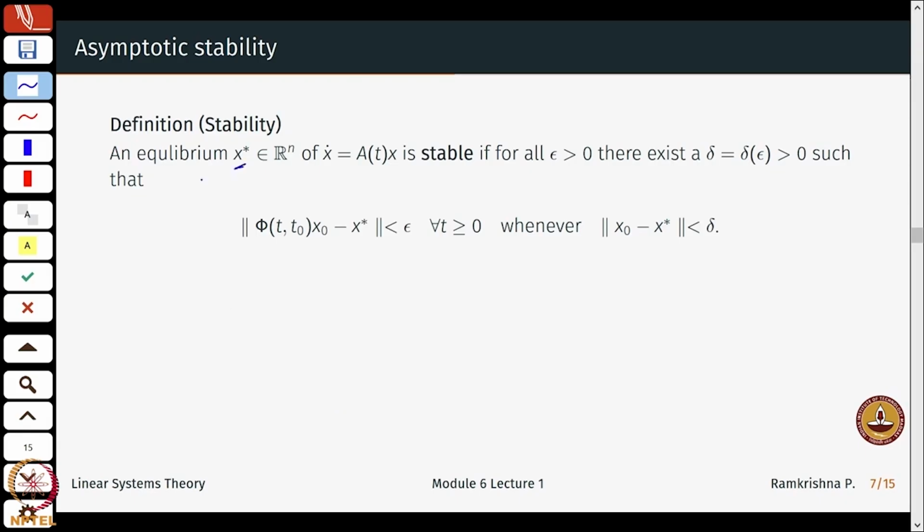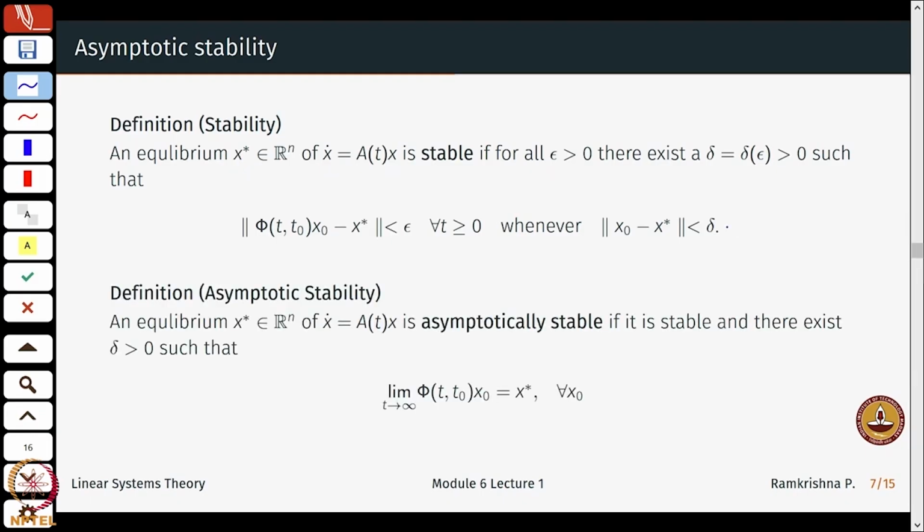The equilibrium x star of this system is stable if, again, all this epsilon delta exist, so the basic definition of stability should be satisfied. Now additionally, on top of that, an equilibrium x star is asymptotically stable if two conditions hold. One, it is stable, and second, as t goes to infinity, x of t should tend to x star, which is the equilibrium in this case, for all initial conditions, right. So okay, let us see what is new here.